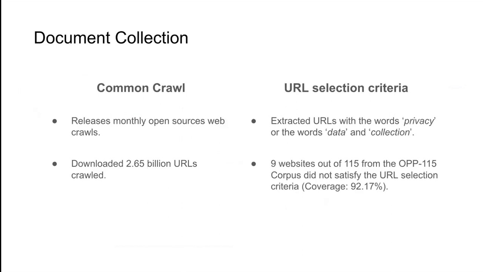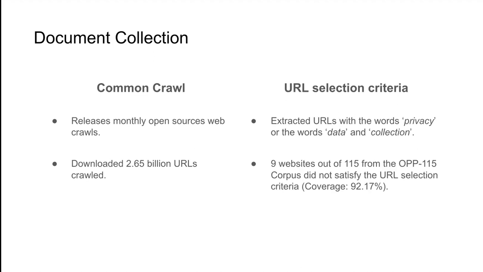It's because Common Crawl releases monthly crawls, and each of these monthly crawls is sort of a snapshot of the web. We downloaded one such snapshot which contained 2.6 billion URLs. And then instead of crawling each website, like I said before, we applied this URL selection criteria. We found that privacy policy URLs tended to have the words privacy or the words data and collection in them. So we just extracted those URLs which had these words.